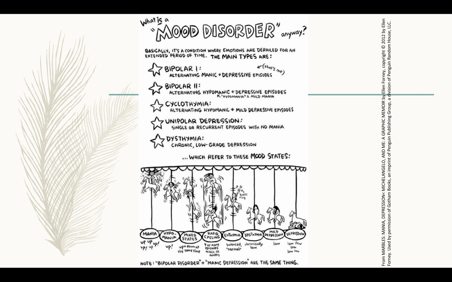So you might be saying, well, what's the difference between that and major depressive disorder? It's single or recurrent episodes. So it's not just a continuous state of depression, but you have different episodes of depressive states that occur with no mania. No manic episodes.